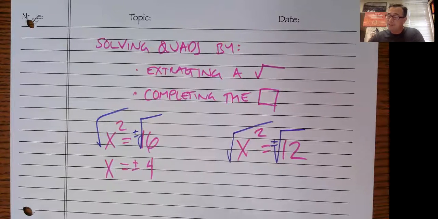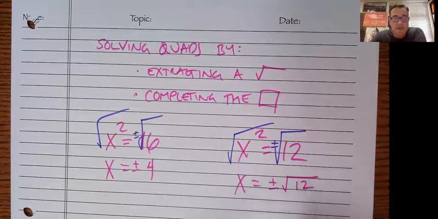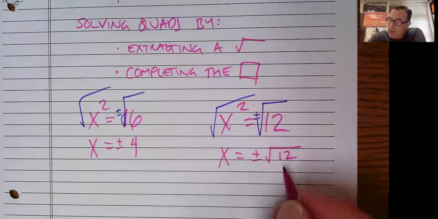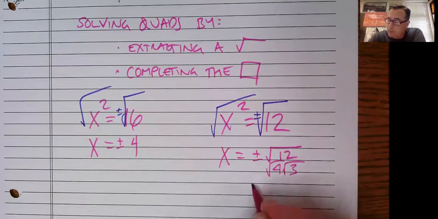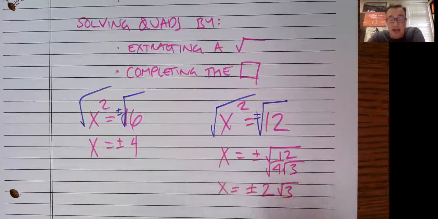What we have to do is simplify from this point because the positive negative square root of 12, we still got to factor this, guys, remember, and see what can break out and what can't. So square root of 12, remember, this is 4 times 3. We know the square root of 4 is 2. So this is plus or minus 2 square root of 3. That's what my answer is for x.